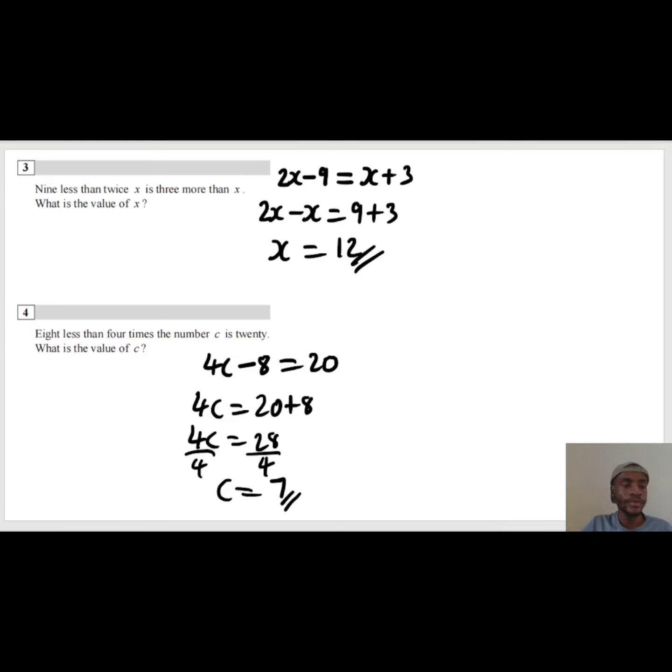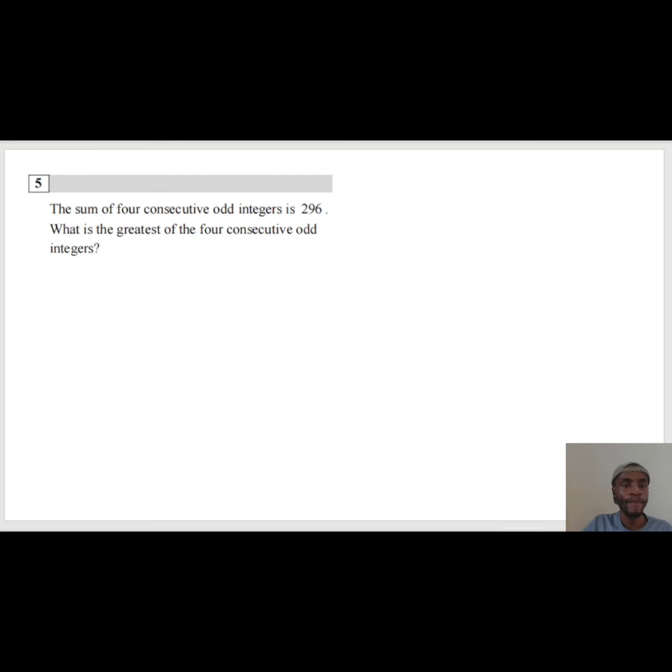Alright, let's move on. The sum of 4 consecutive odd integers is 296. What is the greatest? So let the first one be x, plus the second one will be what? x plus 2. The third one is what? x plus 4. Then the fourth one is what? x plus 6. And they said this sum is what? 296. x plus x plus x plus x, that's what? 4x.